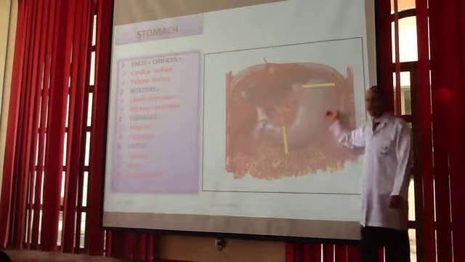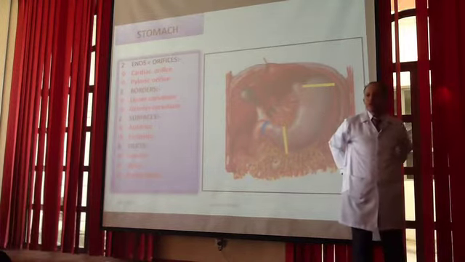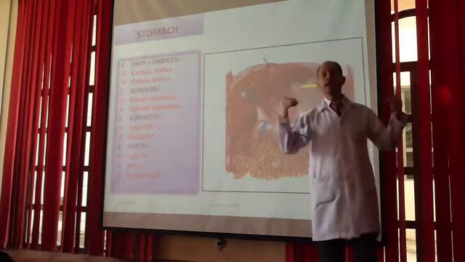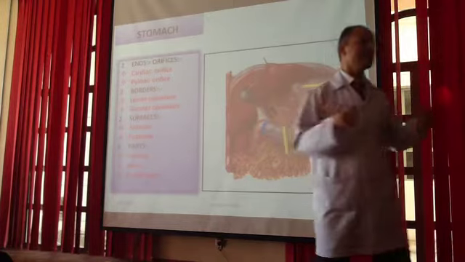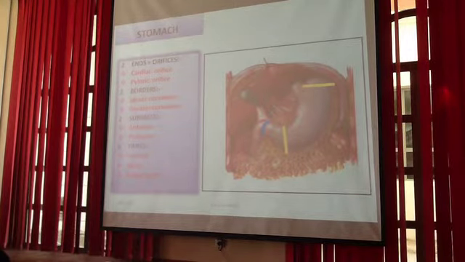On the other hand, we have the posterior surface facing the posterior abdominal wall. So many organs are located behind the stomach. These organs are named stomach bed. Everything behind it we call stomach bed. What do you expect? Organs forming stomach bed. Kidney. Which kidney? Left side kidney.